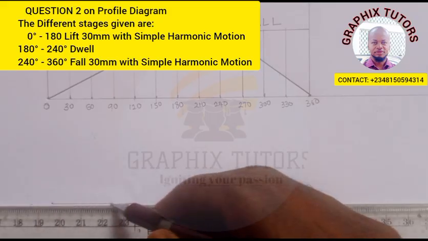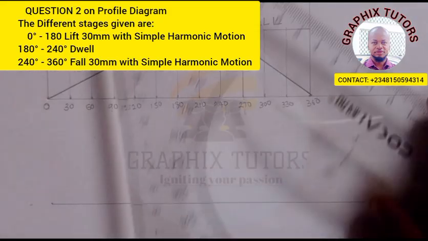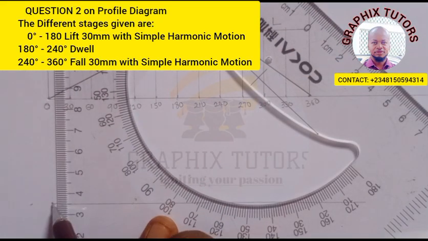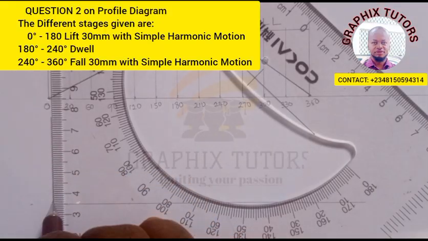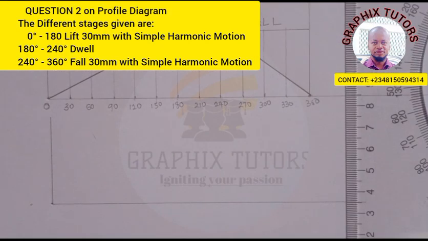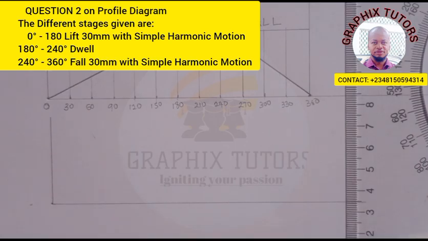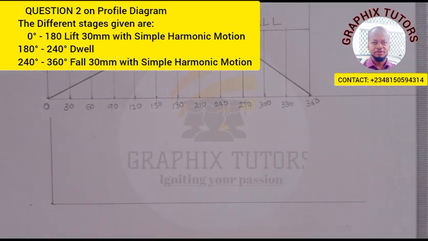I'll just draw this way, and I'm going to take this up, right? Since it is 30 for simple harmonic motion, there's something you need to understand, that the graph is a sine curve, right? So we'll always use a semicircle when dealing with simple harmonic motion. So there will be a semicircle at both the beginning and the ending.